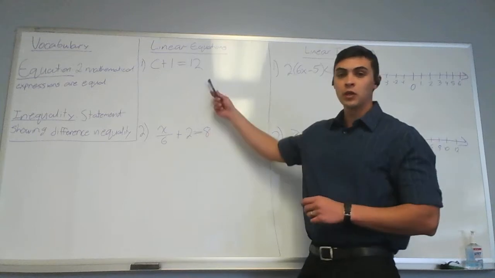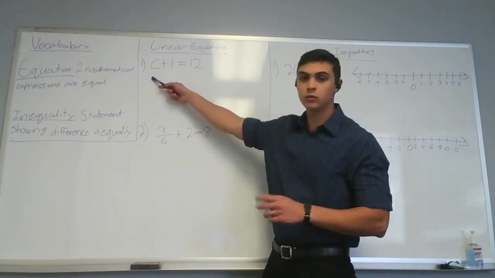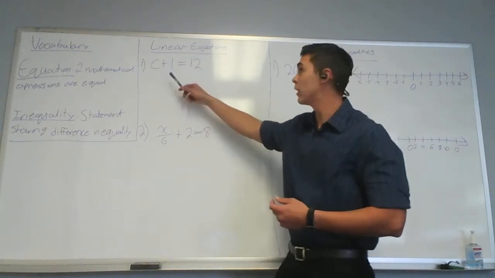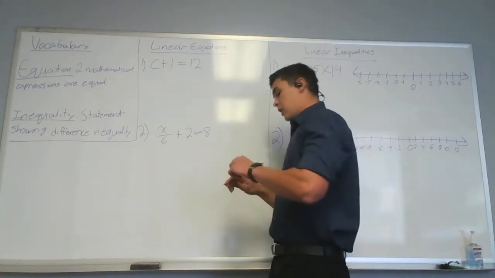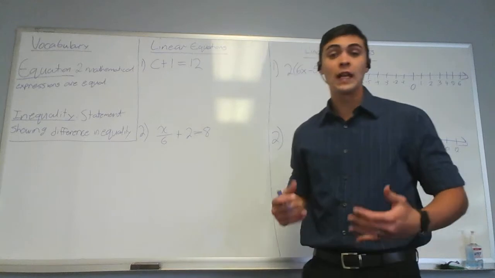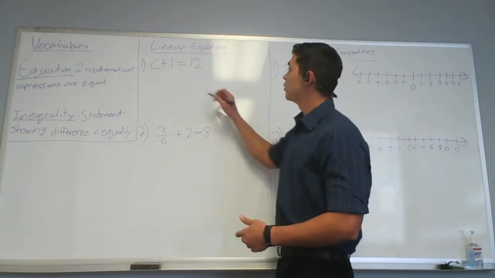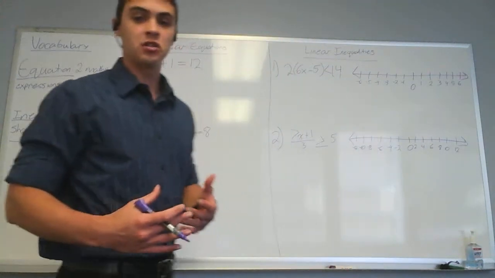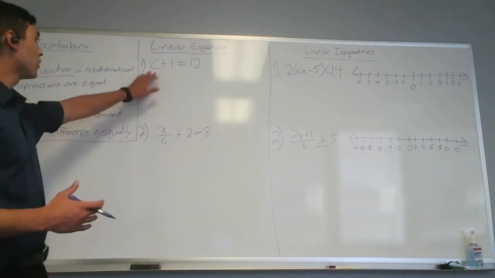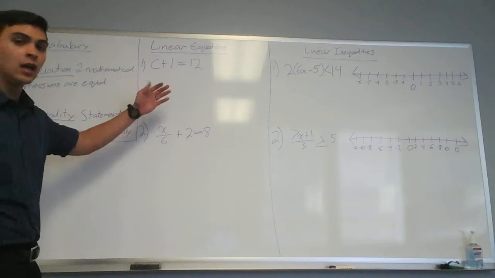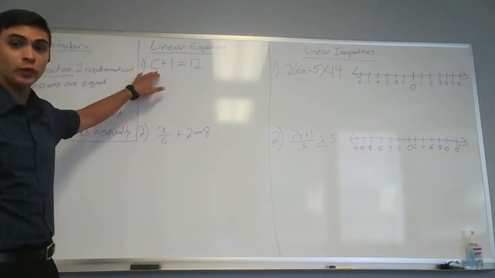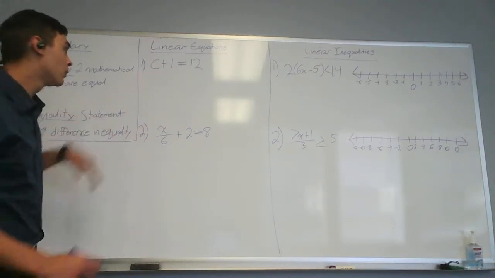So we have a linear equation here. This is a linear equation in one variable. You have a variable, you have a constant, and then you have your answer. In order to solve a linear equation, you have to go through different operations to find the value of C. For this linear equation we're using C, and to solve it, we find C, which is the variable.